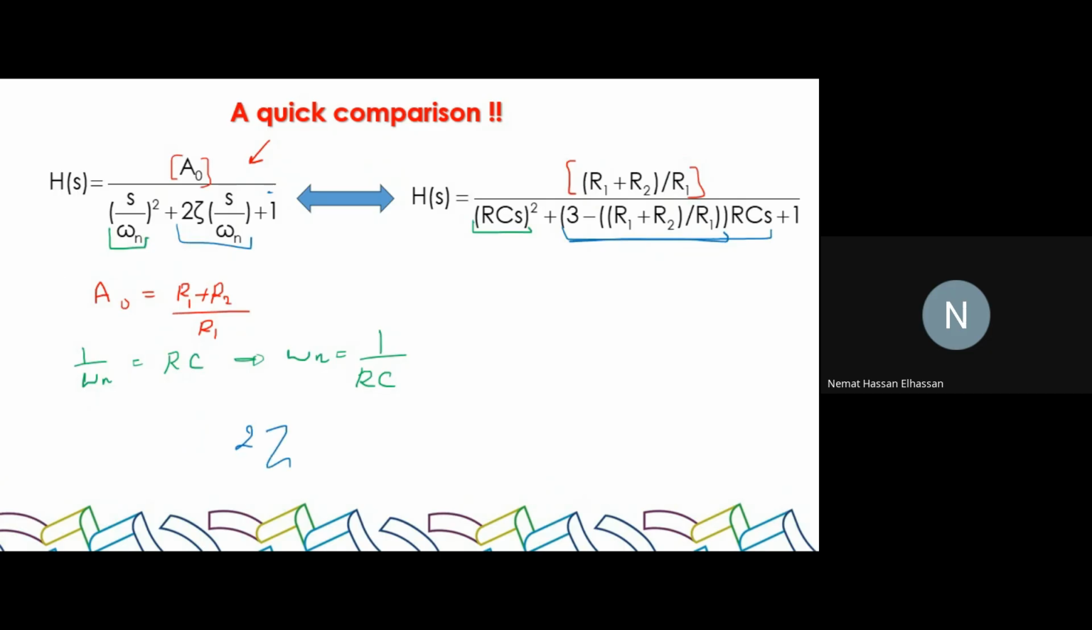zeta over omega n. This is the coefficient of s here, right? What is the coefficient of s on the right side? 3 minus R2 plus R1 over R1 multiplied by RC, right? Okay.